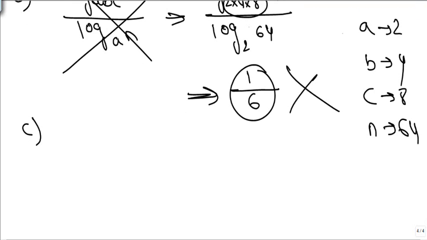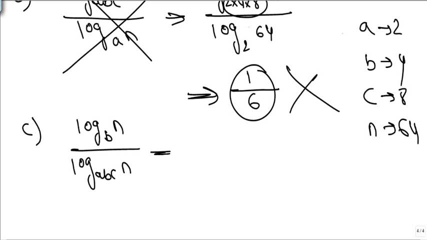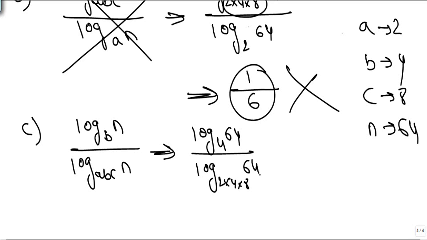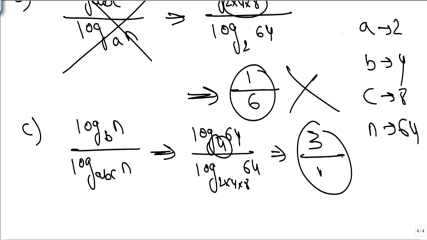Let's say I try answer option C. Answer option C, log to the base Bn upon log to the base ABCn. Now log to the base Bn, 4 of 64, upon 2 into 4 into 8, and this is 64. So 4 cube, we get 3 upon 1. We need 36, this also won't come. So obviously the answer has to be A, but let's try and see.